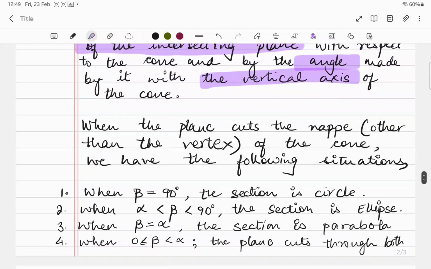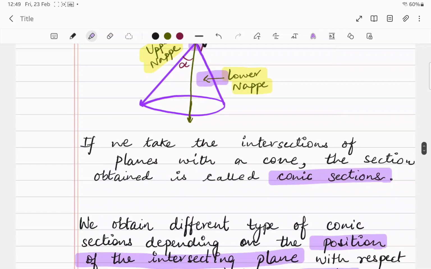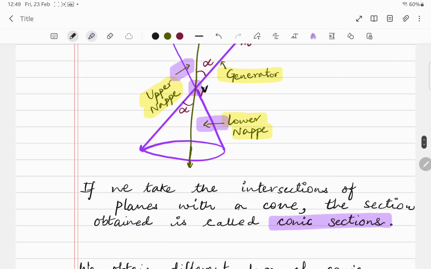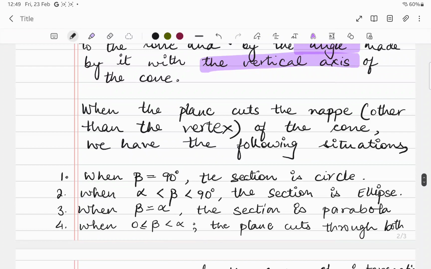So how do we get it? Let's go there. When the plane cuts the nappe, other than the vertex, because if it is cutting the vertex, it's just going to give us a cone, just two cones, two nappes. But if it is not cutting there but somewhere else, we have the following situations. The first situation is that your angle beta is the angle of the plane.